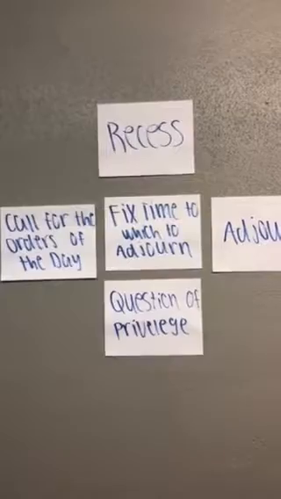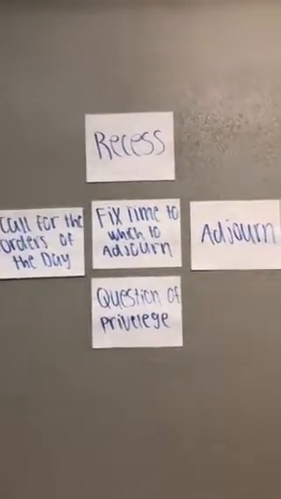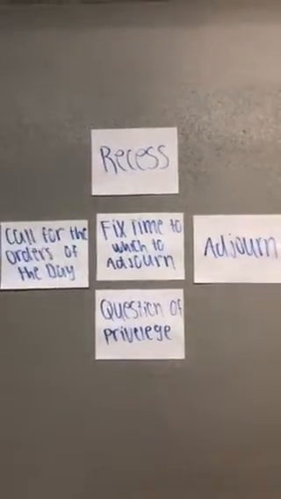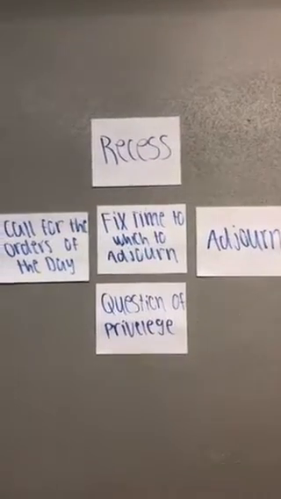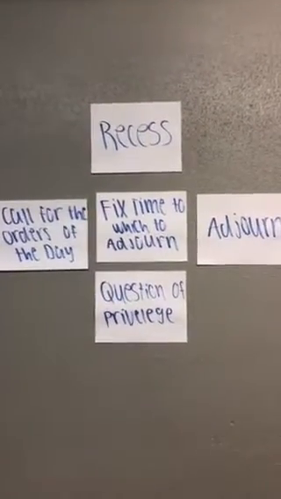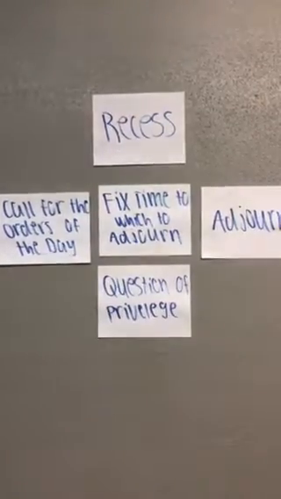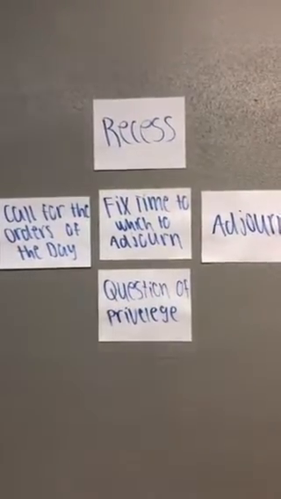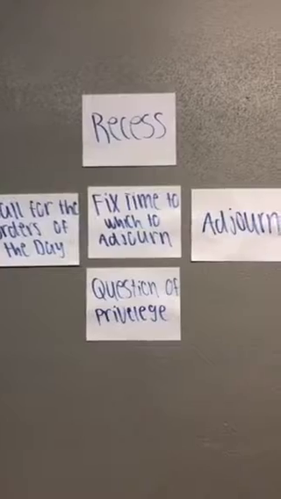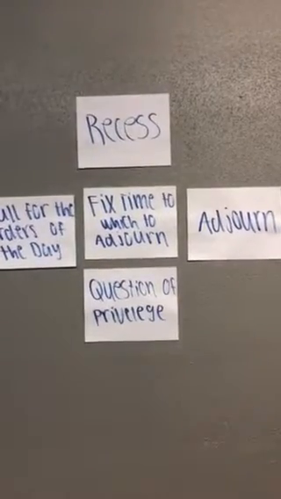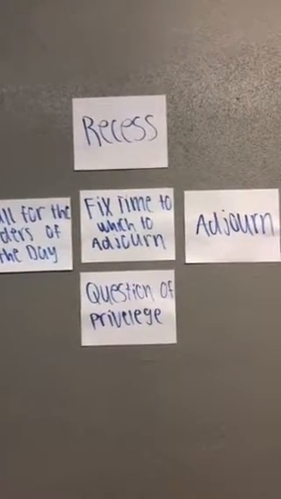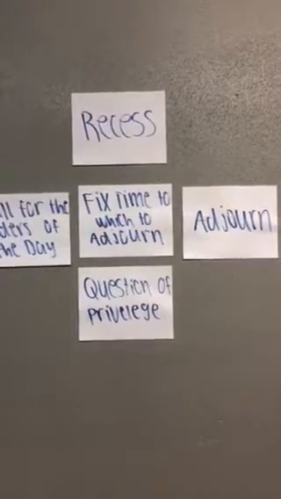You just continue that process with all the other motions and go over them with the entire class. Some of them are going to be easy, like recess, but some of them might be more difficult for them, like question of privilege or fix the time to which to adjourn. It's just a good way to see what the students know and what they don't know, and what you can explain to them during this review activity.